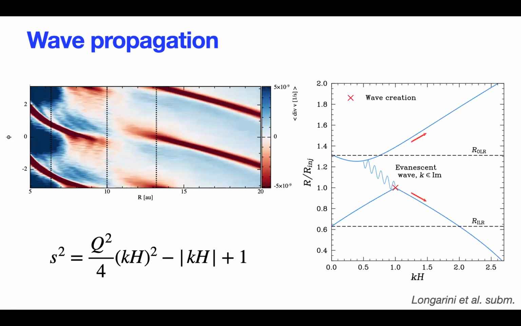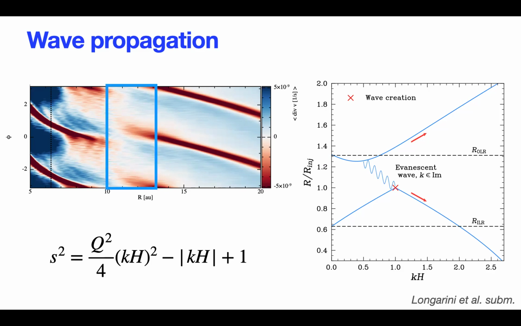And here I'm showing in a polar plot the divergence of the velocity field of this spiral, and we found that this quantity traces the spiral arms very well. And you see here that the spiral really breaks in this region, which is the region between the co-rotation, so the injection location, and the outer Lindblad resonance.